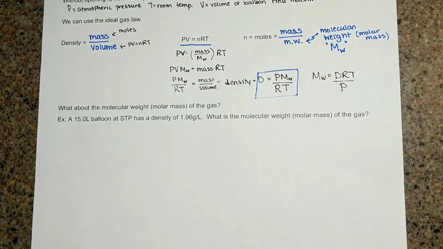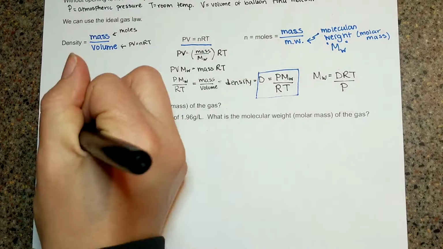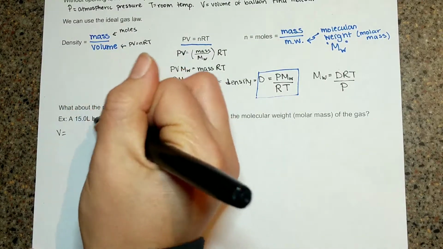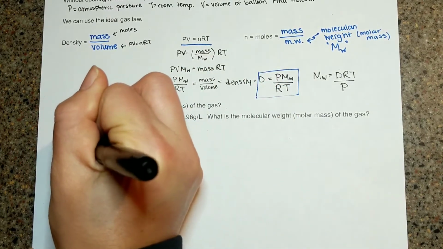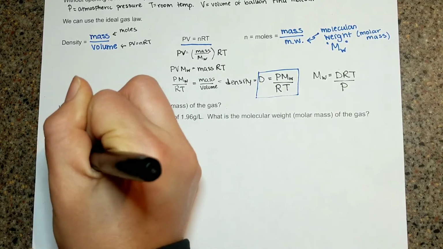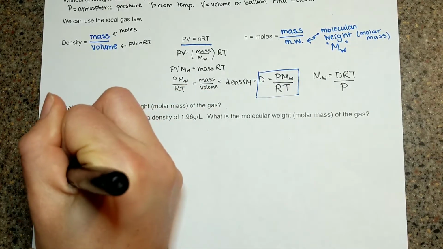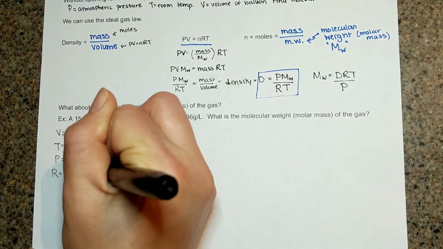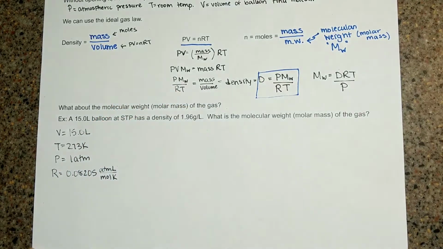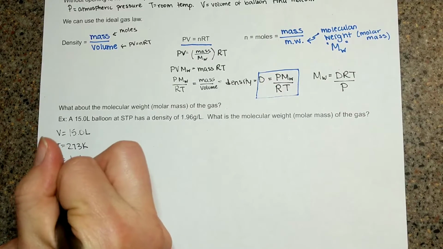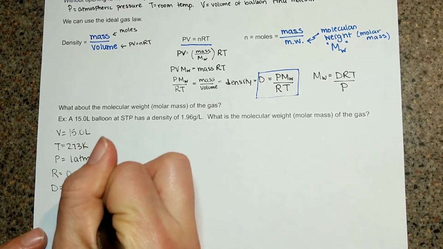So in my example, I have a 15-liter balloon at STP with a density of 1.96 grams per liter. What's the molecular weight of the gas? If you'd like to memorize your new equation or derive your new equation each time, you can do that. Pulling out our variables, we have a 15-liter balloon at STP, so my temperature is 273 Kelvin, and my pressure is 1 atmosphere. And then R is our gas law constant, 0.08205 atmosphere liters per mole Kelvin. And I also know that I have a density of 1.96 grams per liter.